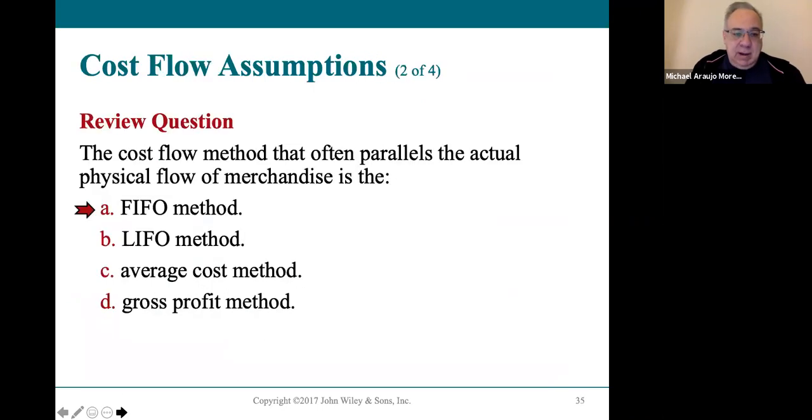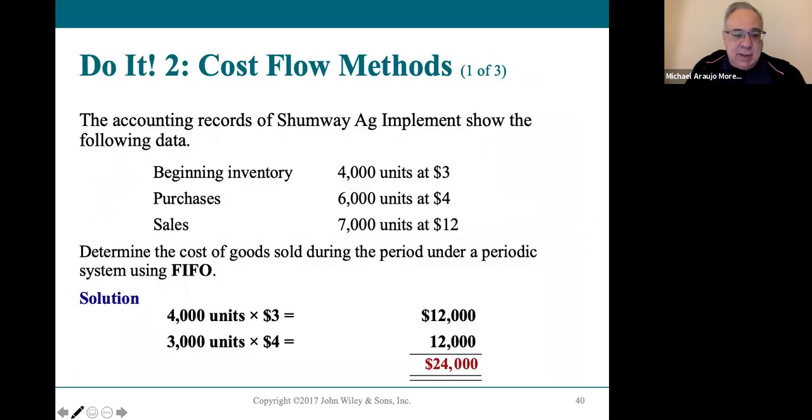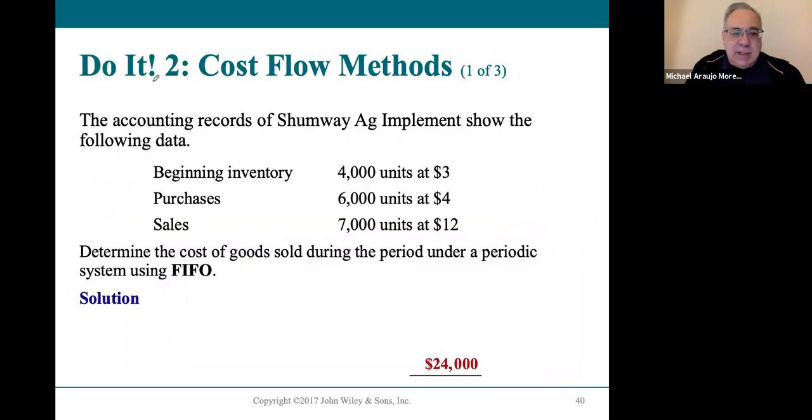Okay. And that's basically the big thing here. This is what you're going to spend most of your time on, the cost flow methods: FIFO, LIFO, average cost. So let's do the do it exercise that's in your book.